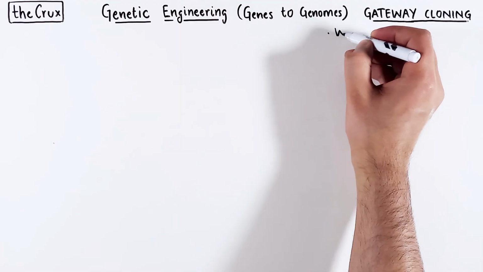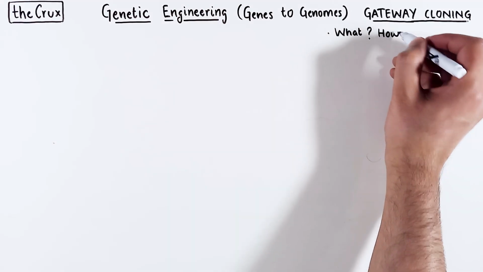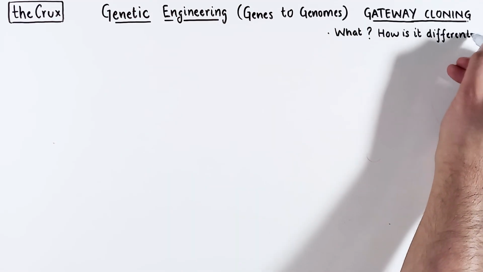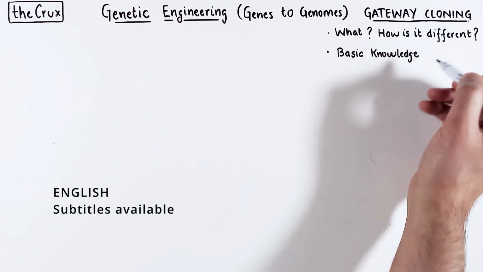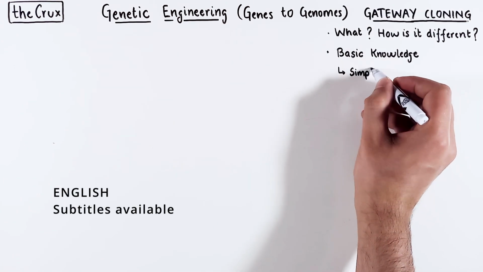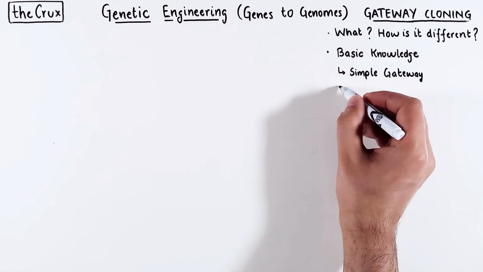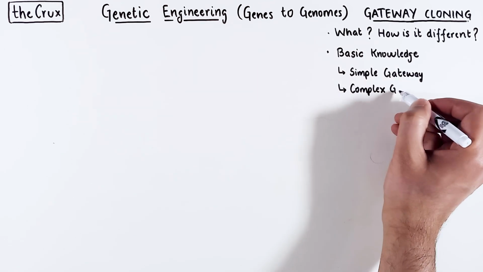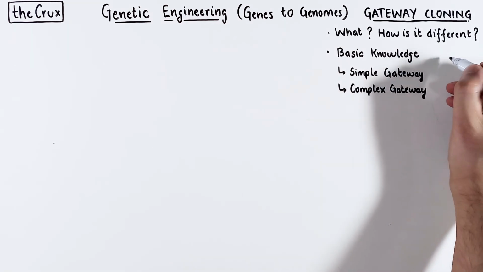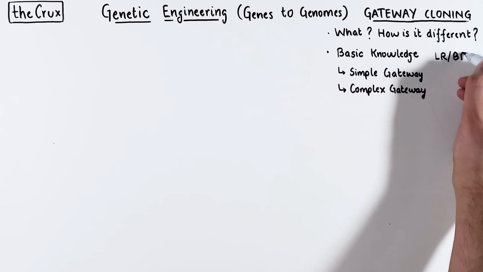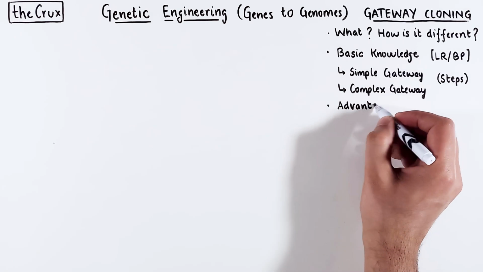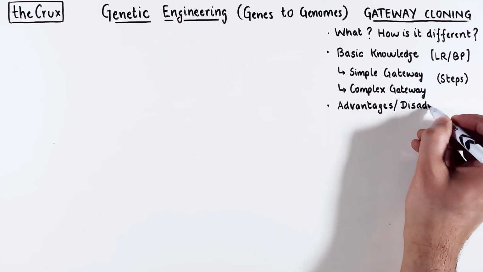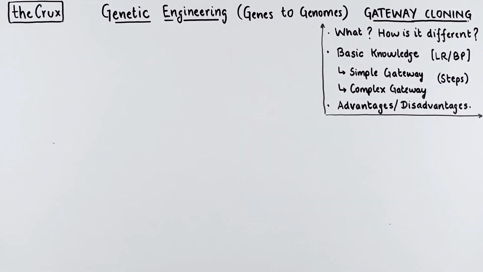In this video, we will see what is gateway cloning and how it is different from classic restriction enzyme-based cloning. I will go over some basic knowledge and link it to simple gateway cloning strategy as well as complex gateway methods. I will discuss specifics of LR and BP reactions and dive into their steps in a bit of detail. Finally, we will see what makes gateway great and some reasons to stay away from it.